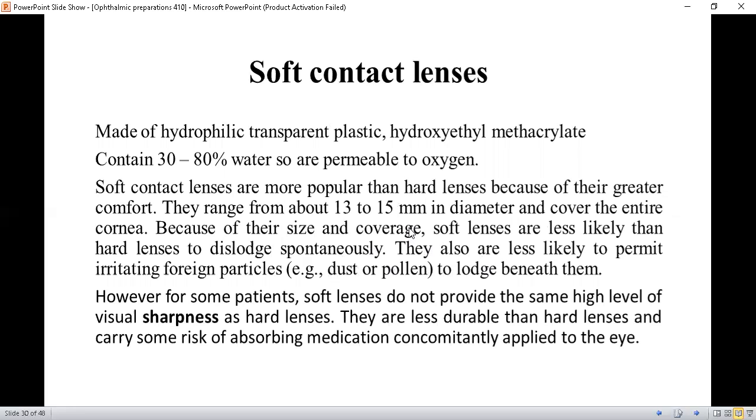However, for some patients, soft lenses do not provide the same high level of visual sharpness as hard lenses. That is a drawback of soft contact lenses. They are less durable than hard lenses and carry some risk of absorbing medication concomitantly applied to the eye. Concomitantly applied means, students, that if there is a lens in your eye and you apply medicine to your eye, it may create problems, because these lenses have the ability to absorb medication from the eye. So this was all about the soft contact lenses.